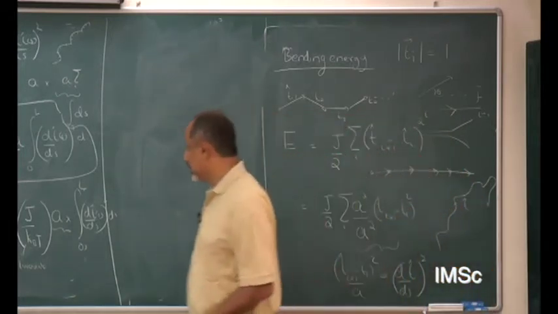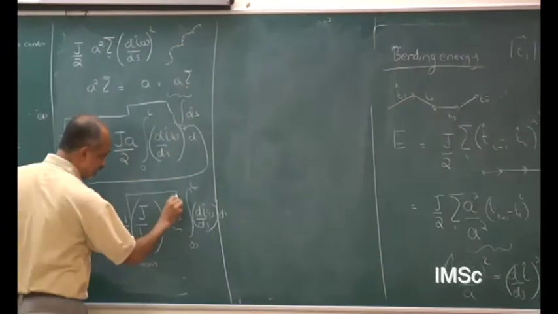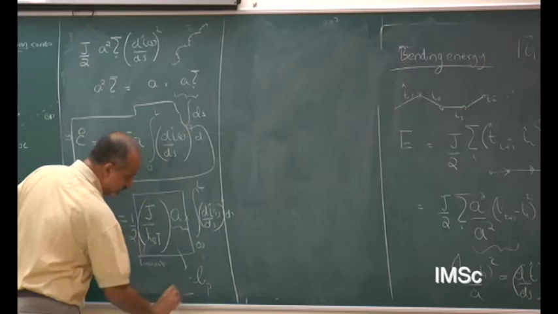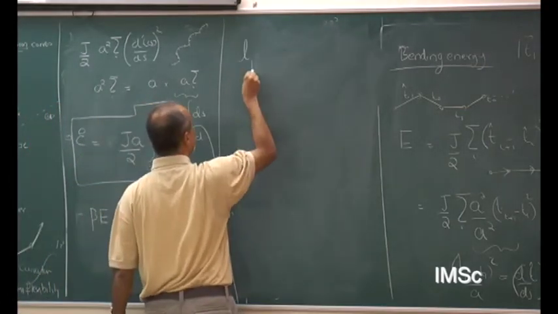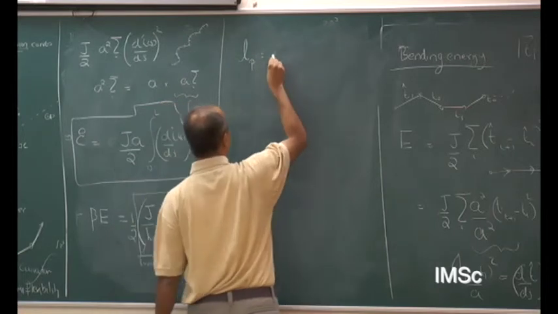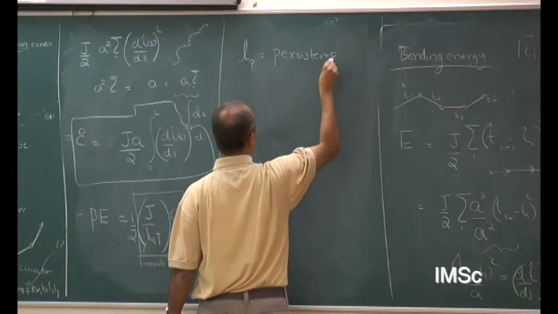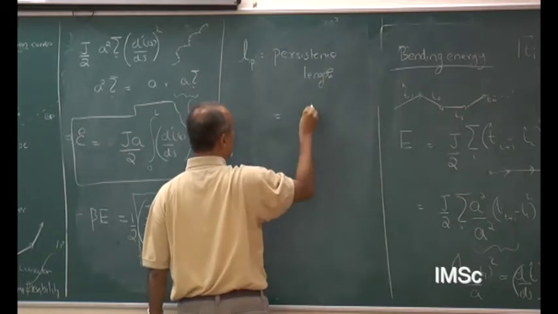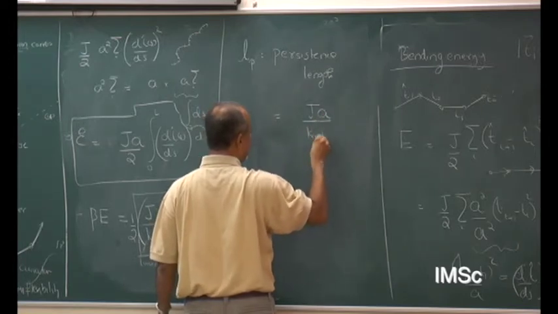Okay. This quantity here now has the dimensions of a length, and this is sometimes called the persistence length L_P. So all of the behavior of this model is contained in the definition of a persistence length, which in terms of our original model is J a divided by kBT.